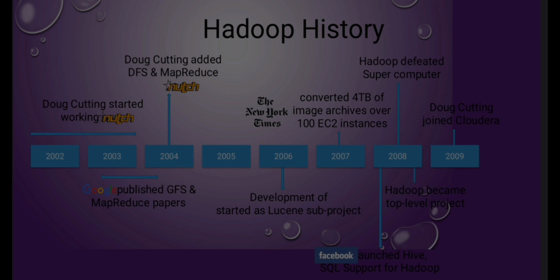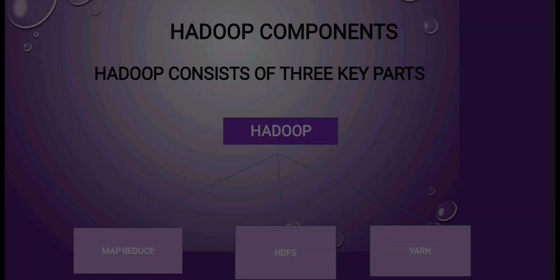Hadoop history. Here is a flowchart of Hadoop history. Components of Hadoop. Hadoop consists of three key parts: one is MapReduce, HDFS, Hadoop Distributed File System, and YARN, Yet Another Resource Negotiator. Let's see the explanation of these three components.